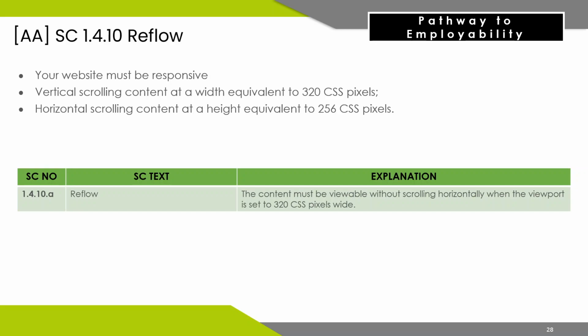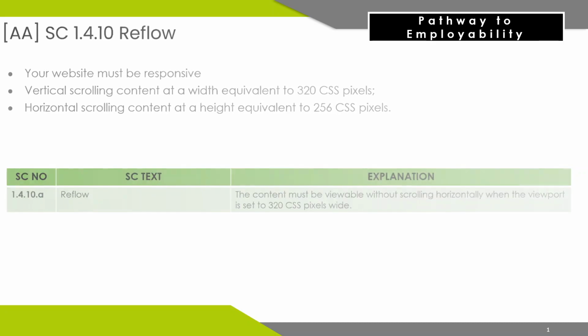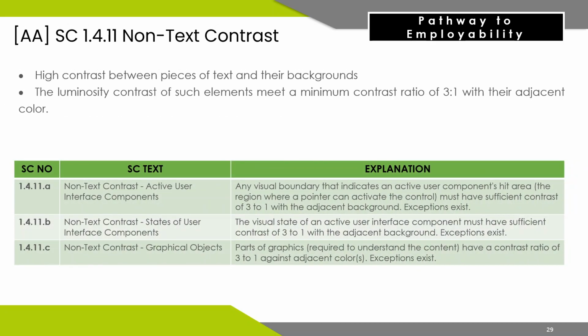The requirements for success criterion 1.4.10 Reflow are 1.4.10.a Reflow. The content must be viewable without scrolling horizontally when the viewport is set to 320 CSS pixels wide. The requirements for success criterion 1.4.11 Non-text contrast are 1.4.11.a Non-text contrast, active user interface components. Any visual boundary that indicates an active user component's hit area, the region where a pointer can activate the control, must have sufficient contrast of 3:1 with the adjacent background. Exceptions exist.